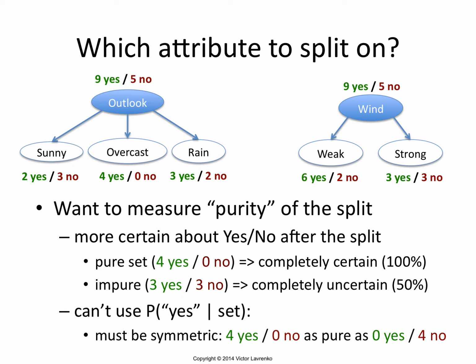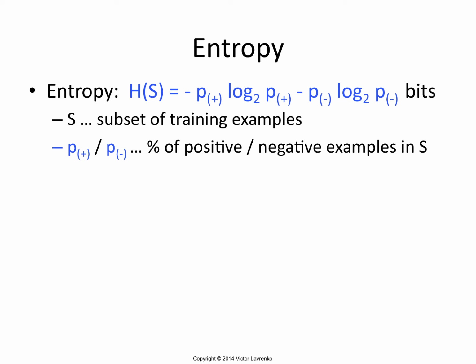So there are many different ways in which you could measure the purity of subsets, lots of different ways to define it. A pretty good way to define it is with something called entropy. So here's the definition of the entropy.